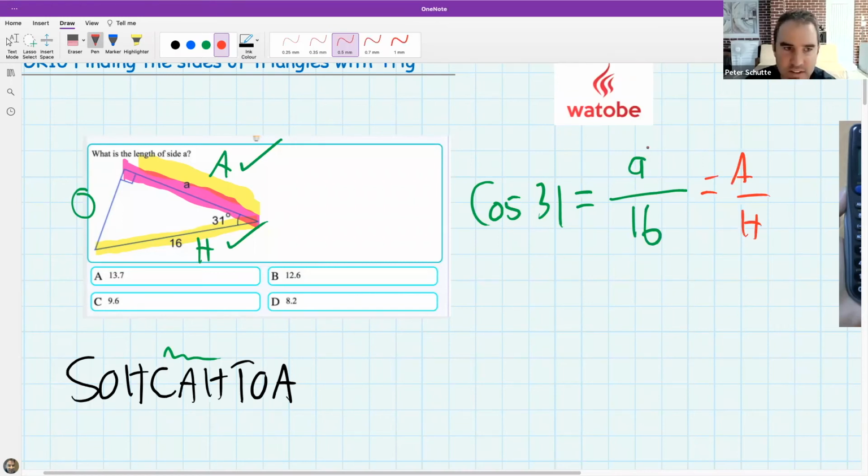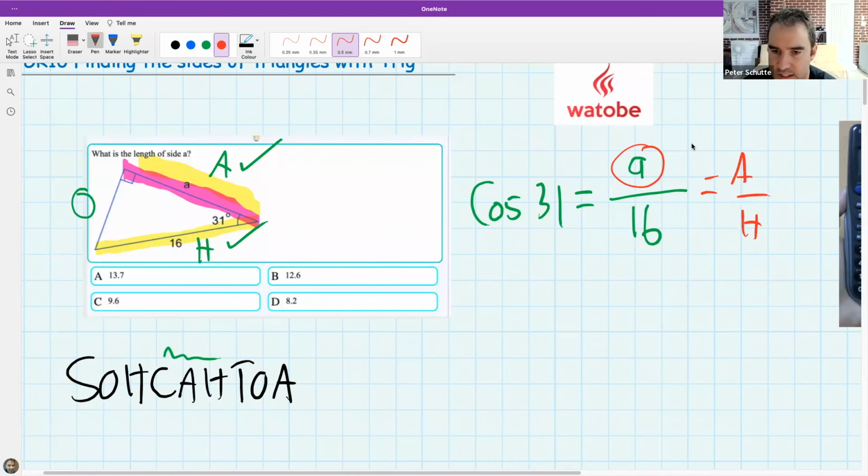What is my final answer for A going to be? In the chat, you've got to choose A, B, C, or D, and you're figuring out this unknown side that's in purple. Now you will need a calculator. Some answers have come through already.